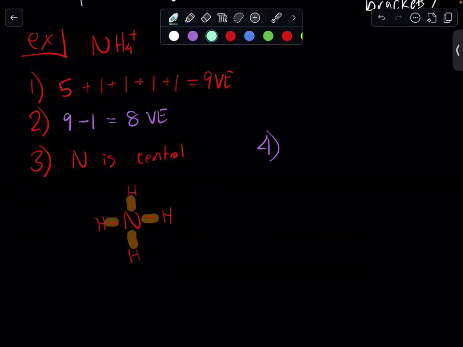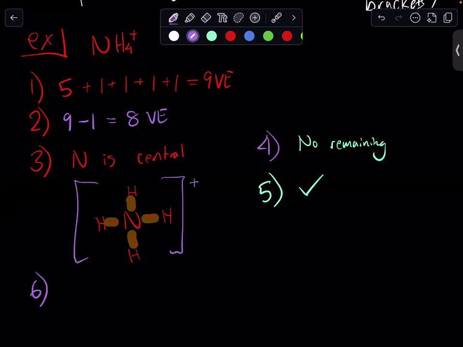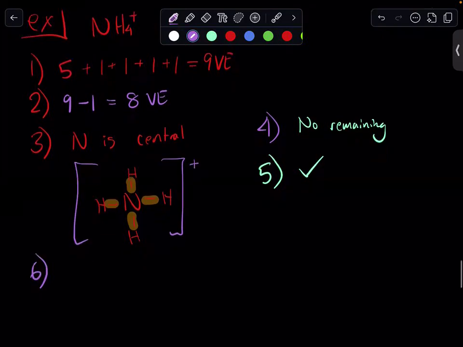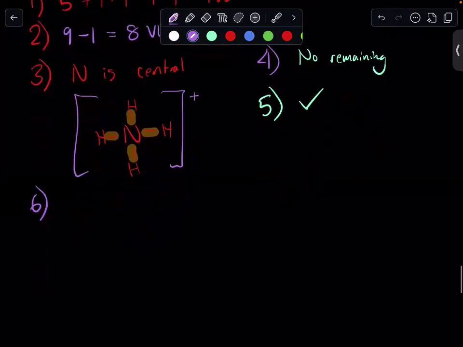Awesome. So step 5, we're going to check our things. So nitrogen should have 8. It's got 2, 4, 6, 8. Perfect. Each hydrogen has 2. Perfect. So step 5, we're good. And step 6, we'll go back to purple. We're going to add brackets and put the charge in the upper right outside. So this is the diagram for ammonium, NH4 plus. It's just as easy as that.